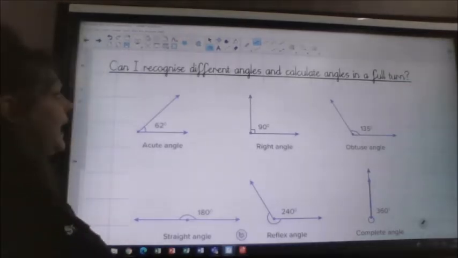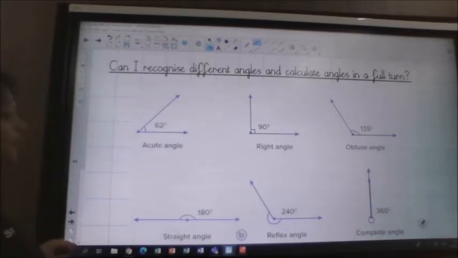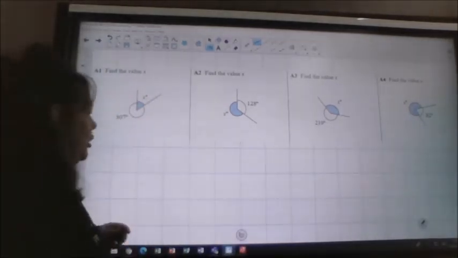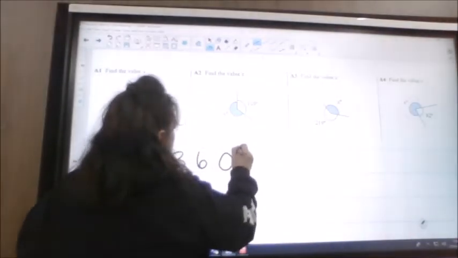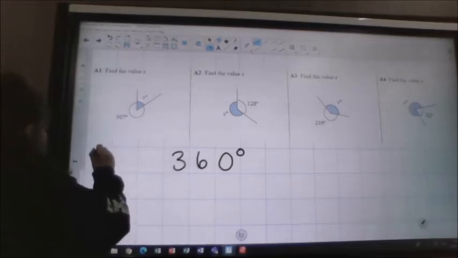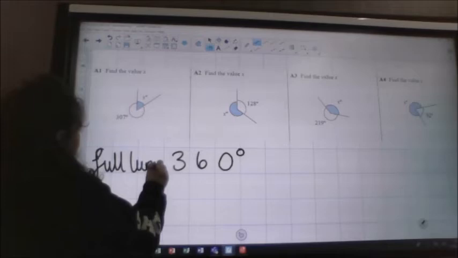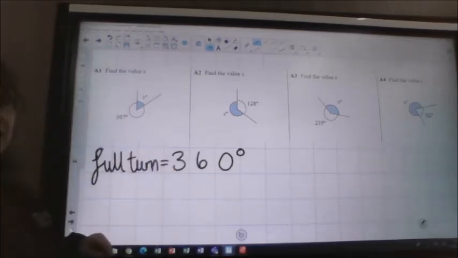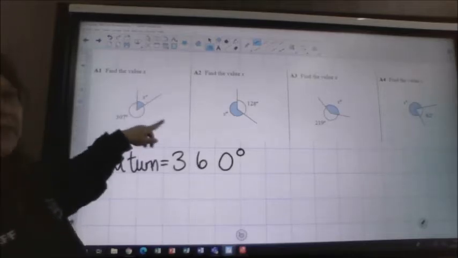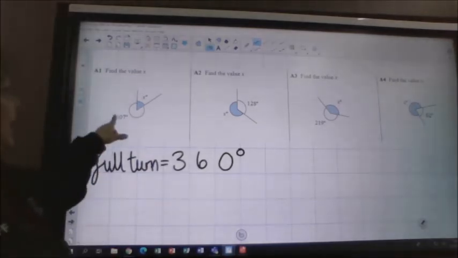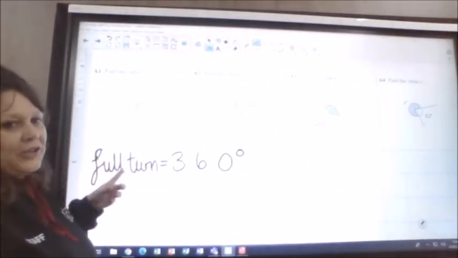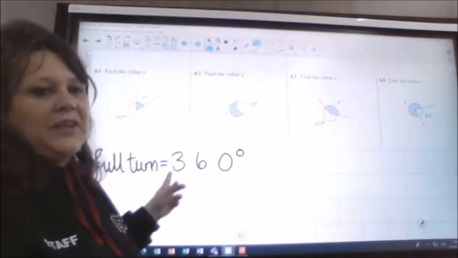So let's have a little look at what we're going to be concentrating on today. We're going to be looking at angles in a full turn. So we know that a full turn equals 360 degrees. So we've been given an angle, and we've got to calculate what the missing angle is, the bit in blue. How we do that is we take the angle we've been given away from 360. Angles in a full turn, 360. We're finding the missing angle.